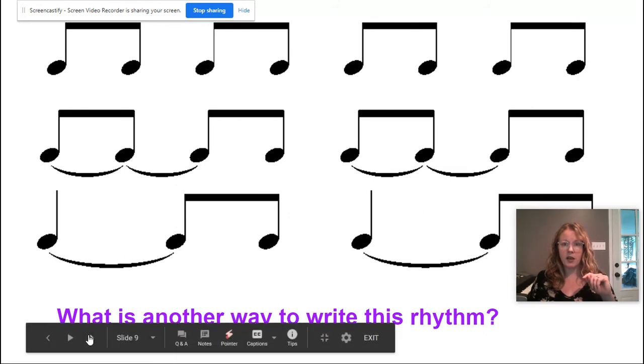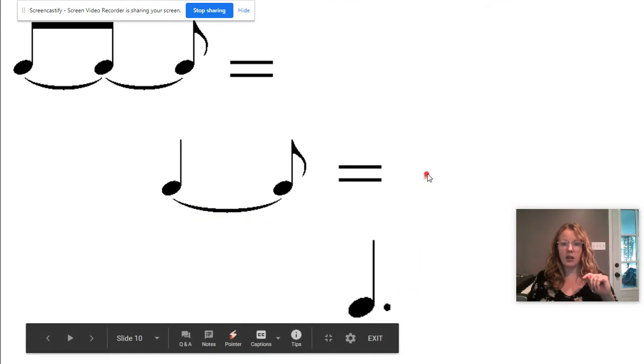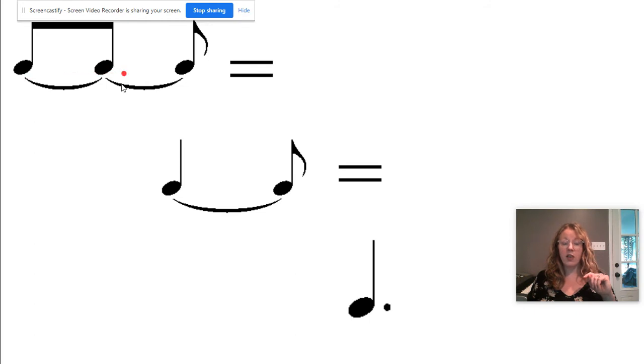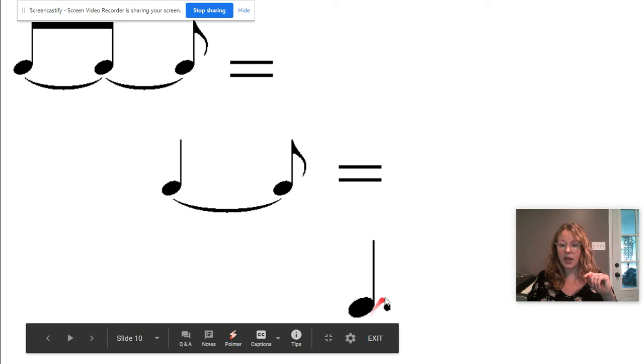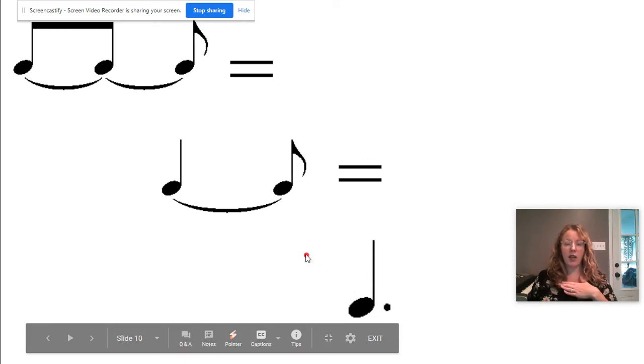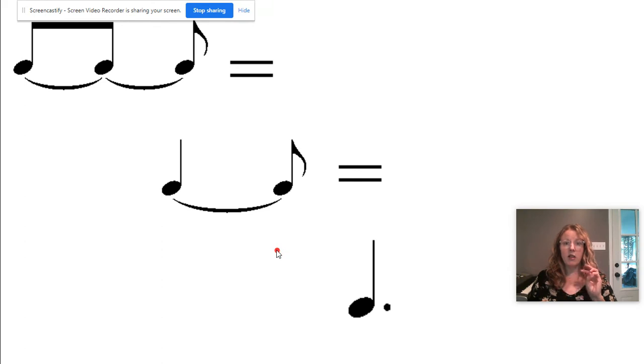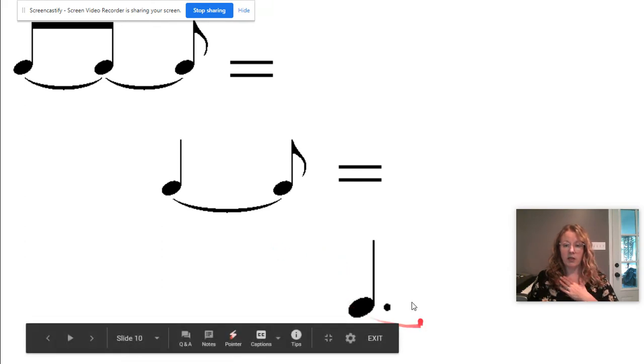If you said dotted quarter note, you'd be correct. So 3 eighth notes tied together equals a quarter note tied to an eighth note equals a dotted quarter note. So every time you see a dotted quarter note, how many eighth note pulses fit in it? 3. So you're going to always think 3 eighth note pulses here.